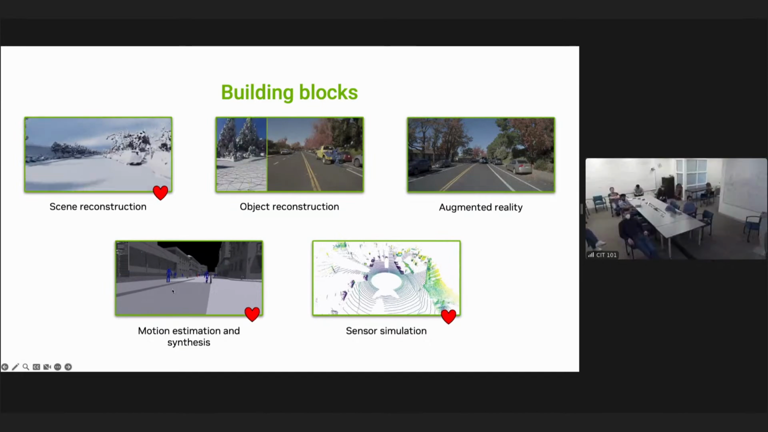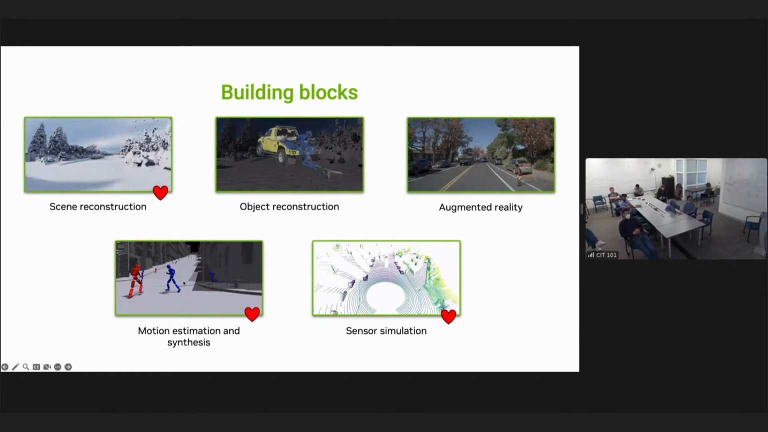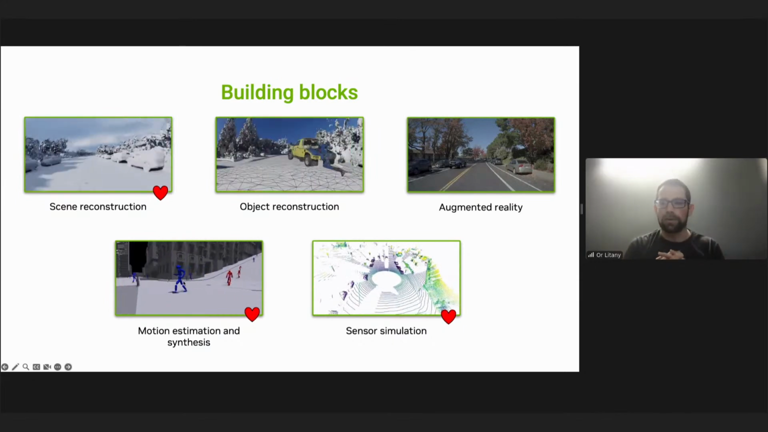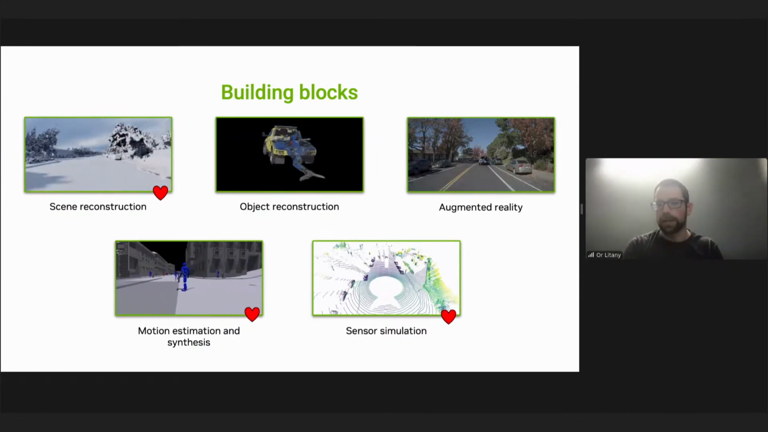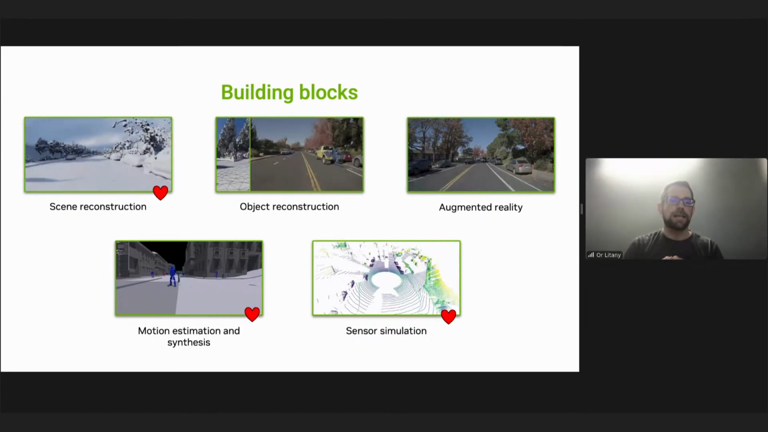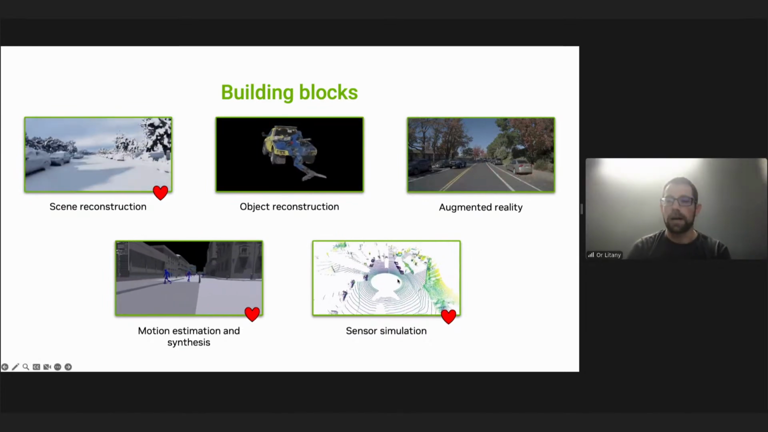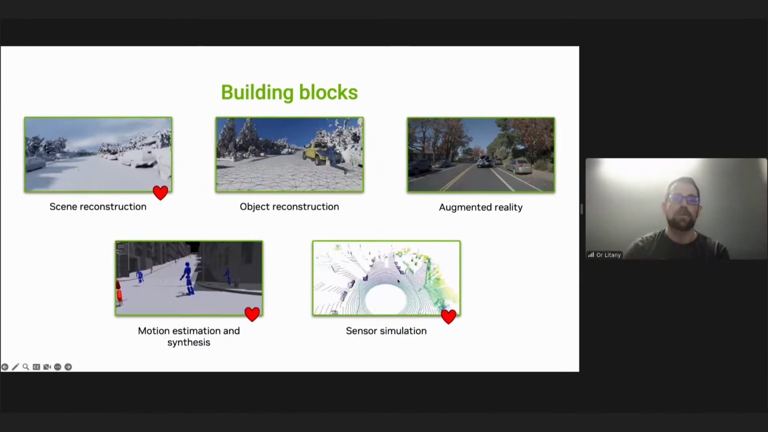So on top of just inserting the objects into the scene, we also need to move them around, and we want to move them around in a realistic way, again avoiding some manual labor in the process. And then finally, we don't want to do this only in camera. We want to do this in other sensors because cars use other sensors as well.